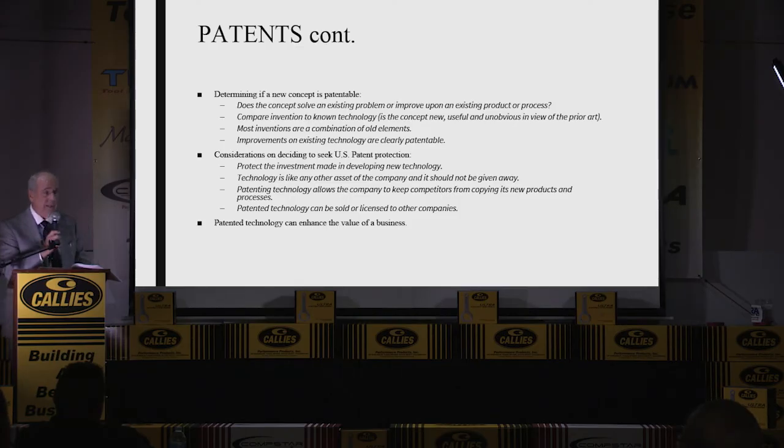One of the things we can do to determine if what you have is patentable is patent searches. We go into the patent office's computer system and see what else has been done. The United States is a first-to-file system. It used to be first-to-invent. Now it is first-to-file.